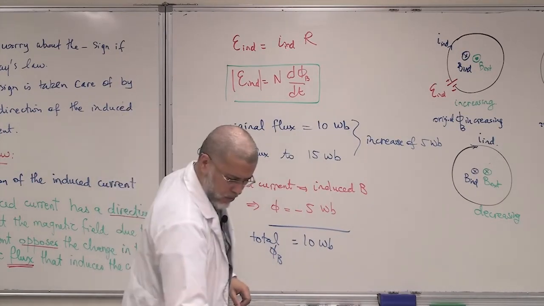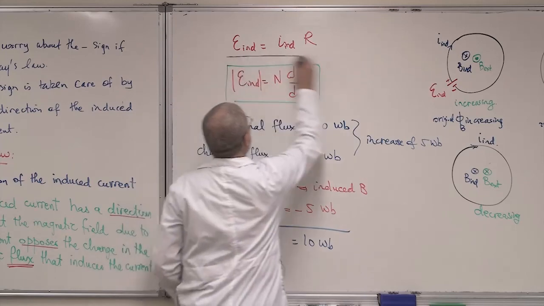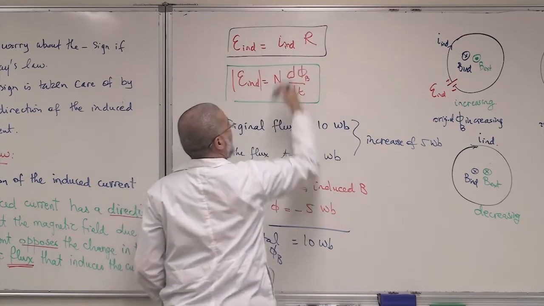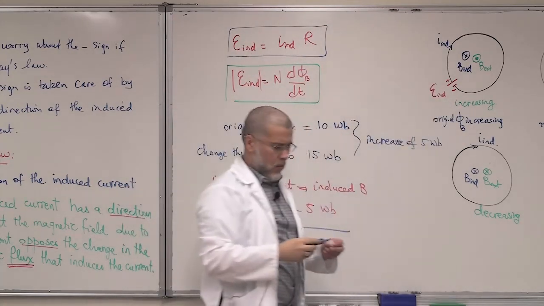Of course, this is Ohm's law here. This is the relationship between the E induced, the I induced, and R, which is the resistance of this wire.